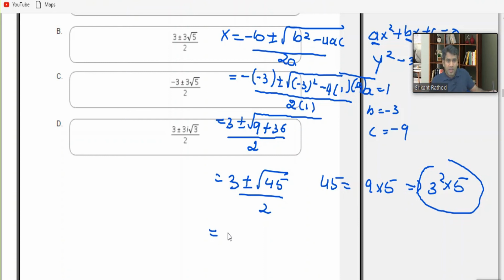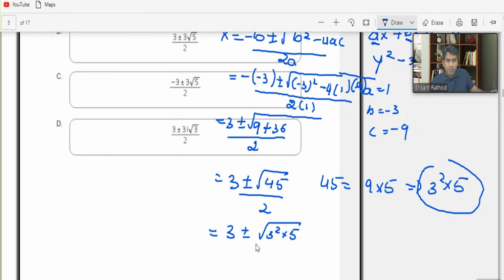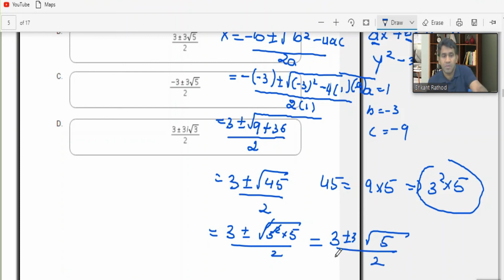So I can write it as 3 plus or minus square root of 3 squared times 5, divided by 2. Now look, this 3 squared and the square root cancel, only relating to 3, not to 5. Because 5 is not a perfect square number here, this is equivalent to 3 plus or minus, I can take a 3 out, then the square root of 5, divided by 2. 3 plus or minus 3 root 5 divided by 2.